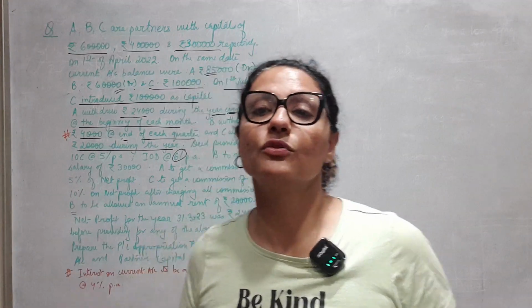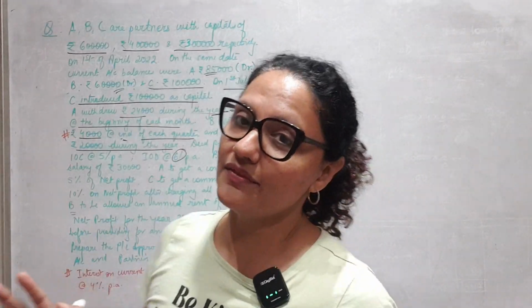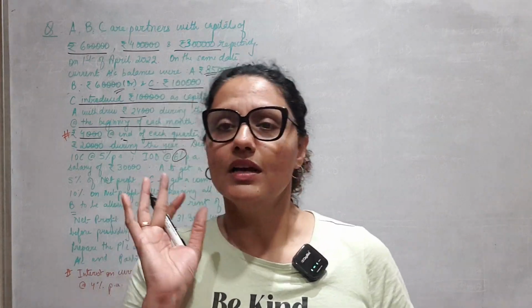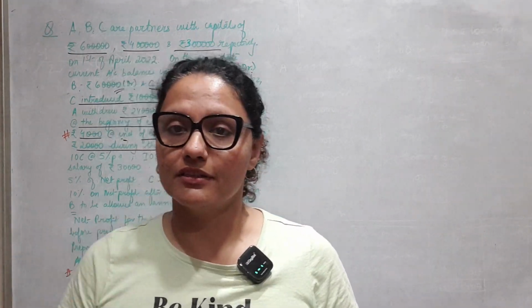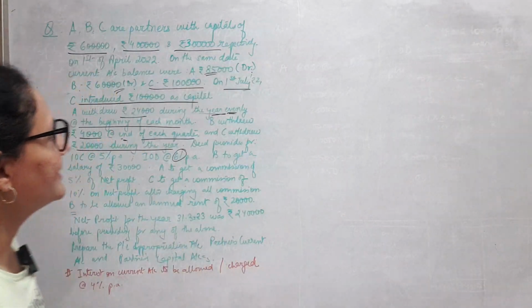So it all depends on what is given in the sum. What are you supposed to do? So charge only when the sum asks you to charge. Otherwise, simply allow interest on current account on the positive current account balance. Clear? Okay. Let's calculate that as well.